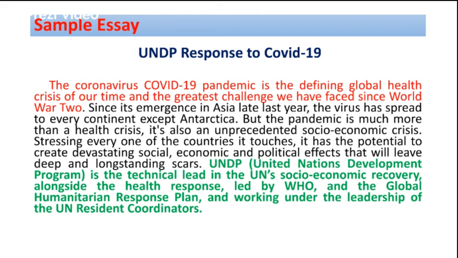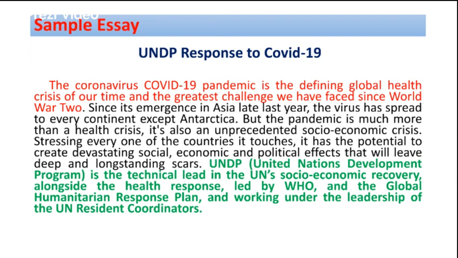Since its emergence in Asia late last year, the virus has spread to every continent except Antarctica. But the pandemic is much more than a health crisis. It's also an unprecedented socio-economic crisis. Socio-economic means it affects society and the economy. Crisis, of course, is a huge issue, a problem. Stressing every one of the countries it touches, it has the potential to create devastating, meaning destructive, social, economic, and political effects that will leave deep and long-standing scars.